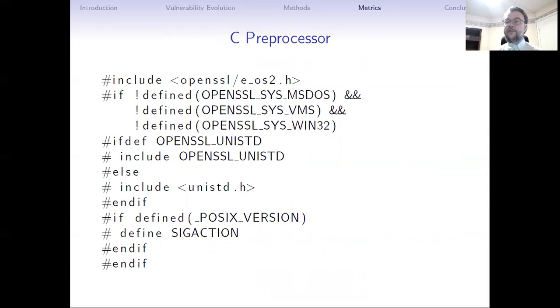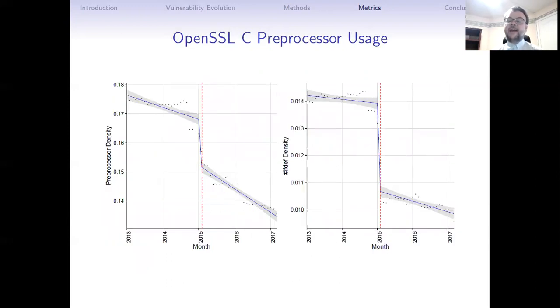We also looked at language features, and one particular one was the use of the C preprocessor for conditional compilation. OpenSSL supported a lot of older operating systems and used a lot of complex and nested ifdef statements, which can make the code hard to read. And we see that this also decreased during the big change in 2015, and that the use of C preprocessor conditionals continued to slowly decrease afterwards. So this is an area of continual improvement.